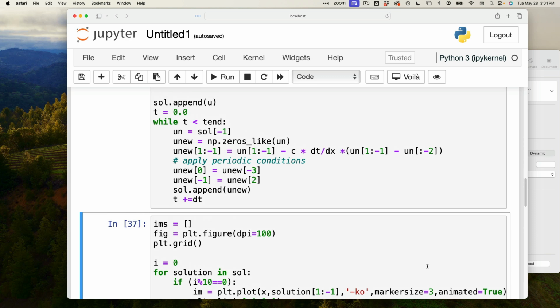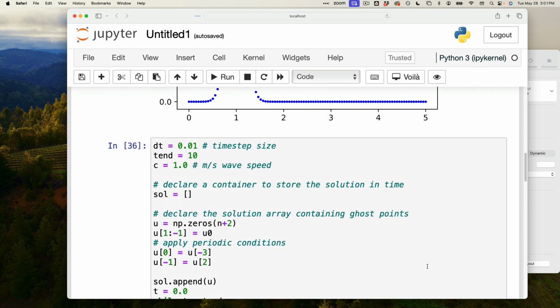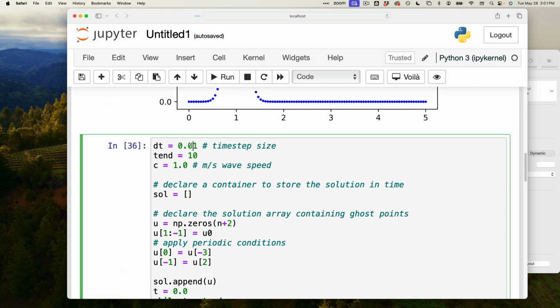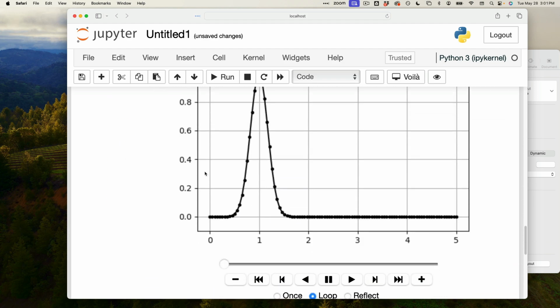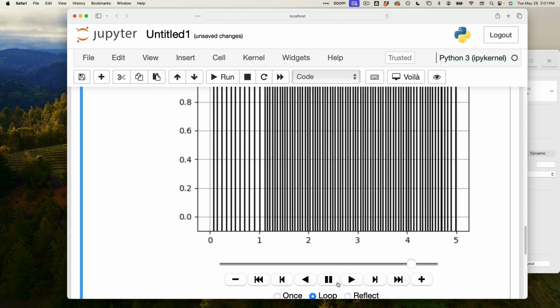Joel, are we good? Okay, so let's bring our time step up one order of magnitude, so 0.1 second. Okay, I'm going to run it. Let's see. Oh, it blew up again.